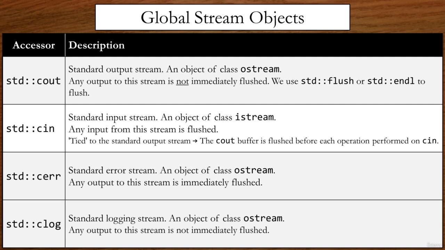In this table we can see standard cout and standard cin, we are familiar with those. Now standard cout is an object of class ostream, and standard cin is an object of class istream. The ios, istream, and ostream files are not usually included directly in most programs. As we've seen, to use standard cout and standard cin, we can simply include the iostream file.